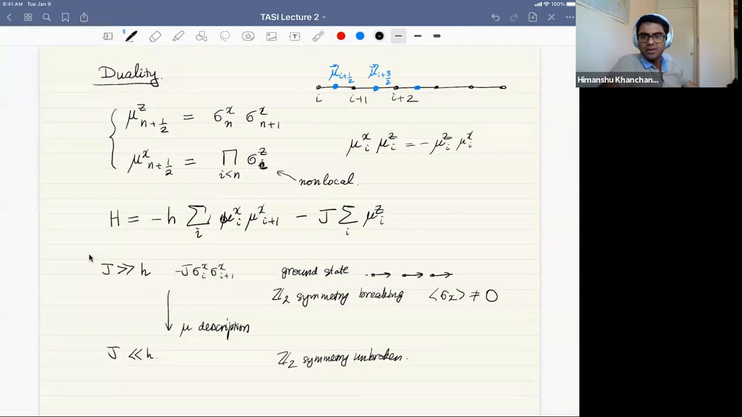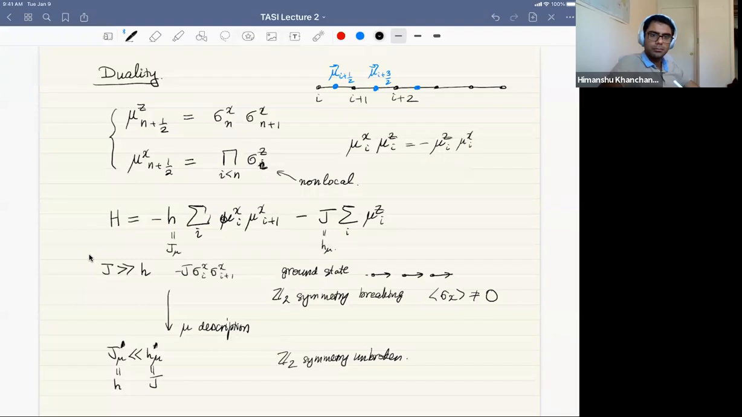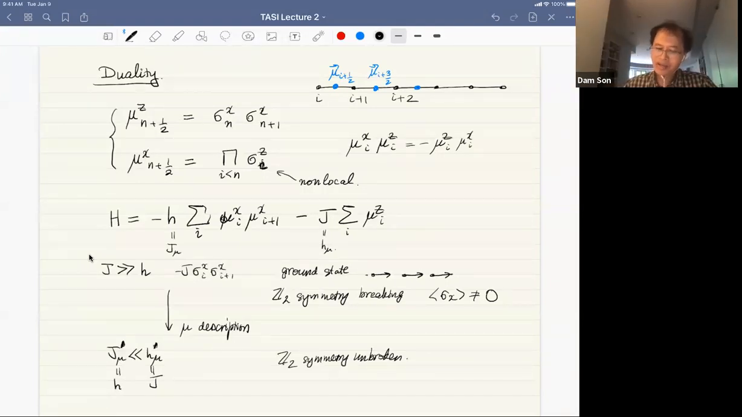I would have thought that you fix J being very, very bigger than H. And then when you do the transformation, as you write the Hamiltonian, the second term is called, in the mu description, let me call that J mu, equal to the previous H. And H mu is now, in the new description, equal to the previous J. But the thing is that these two phases map to each other. The same system can be described in two different languages. In one language, we have an expectation value of a certain operator. In the other, this operator has a zero expectation value, but another operator, which is non-local with respect to the previous operator, now has an expectation value.